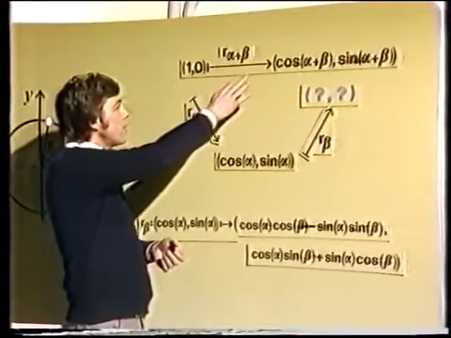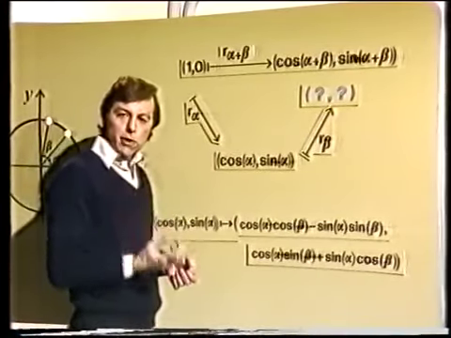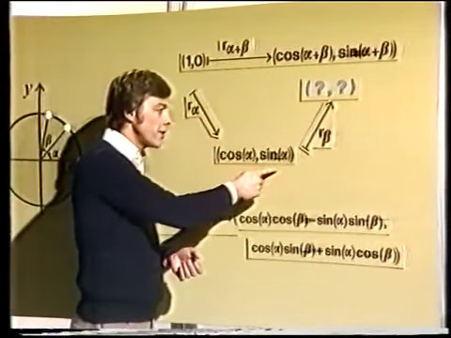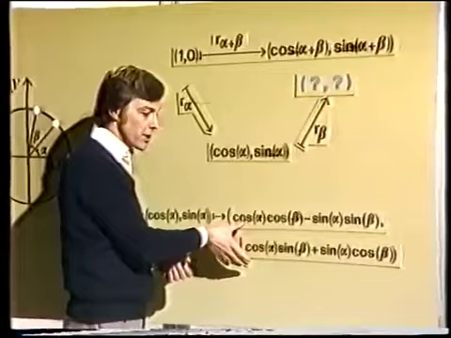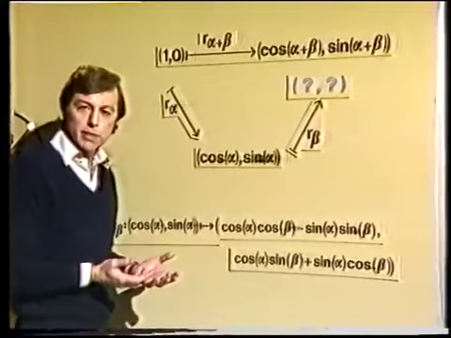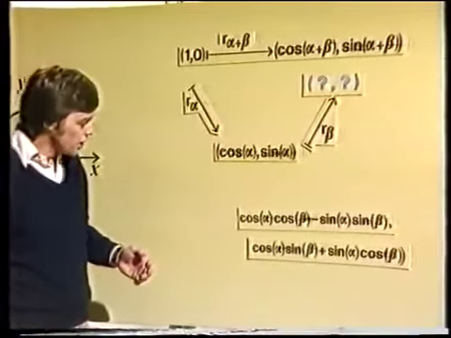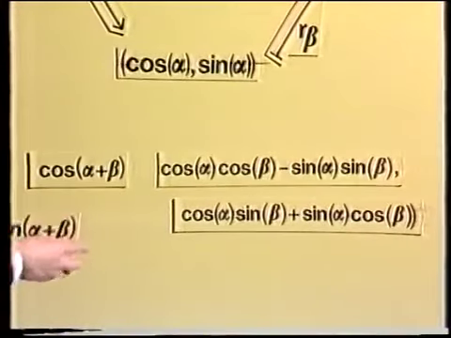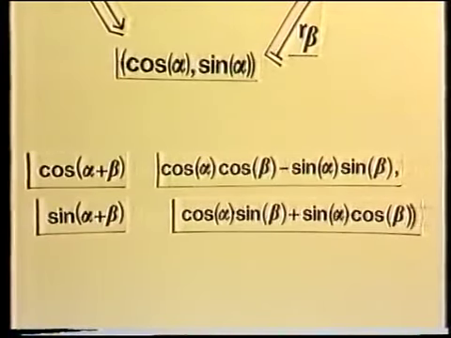The rotation r alpha plus beta takes 1, 0 to cos of alpha plus beta, sine of alpha plus beta. But if we look at it as two successive rotations, then we see that r alpha takes 1, 0 to cos alpha, sine alpha, and now we've seen that r beta takes that point to the point with these coordinates. But this point and this point must be the same, so the coordinates must be the same. So that means that the first term here must simply be cos of alpha plus beta, and the second term must just be sine of alpha plus beta. And that gives us the formulae that we're looking for.